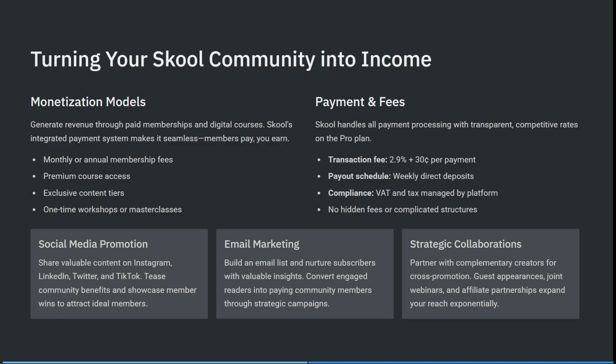Ways to promote your courses to your community. You can share valuable content on any social media platforms: Instagram, LinkedIn, Twitter, TikTok. And then email marketing. You can start building an email list and nurture your subscribers with valuable insights. Also, you can partner with complementary creators for cross promotions, guest appearances, joint webinars, and affiliate programs to expand your reach exponentially.